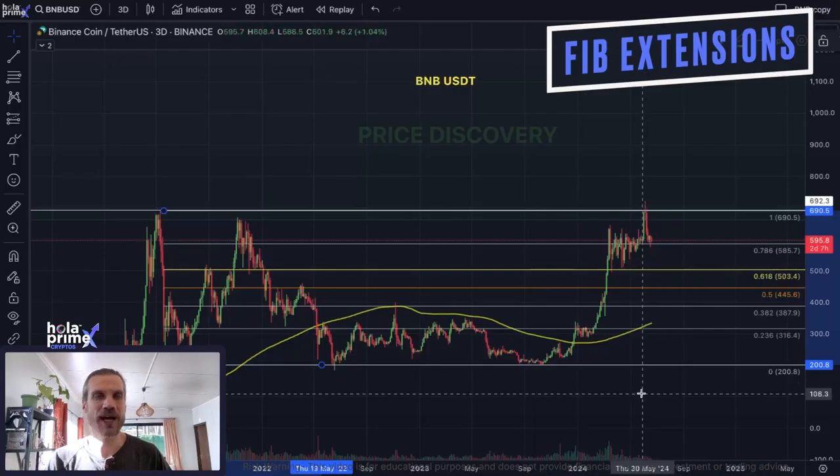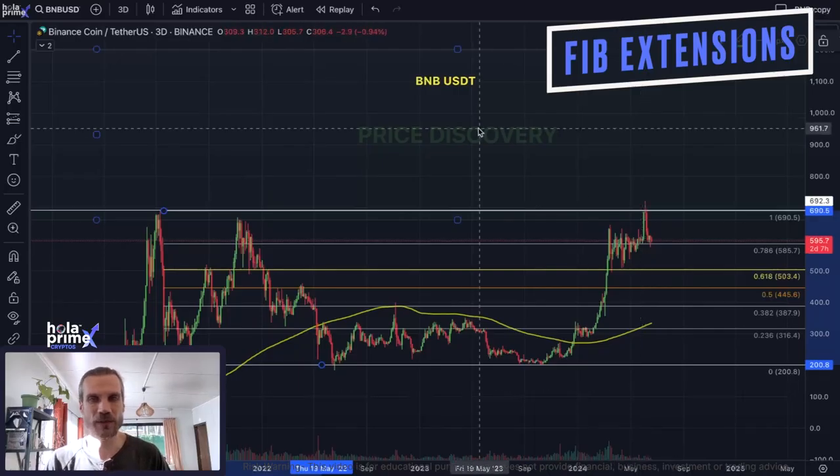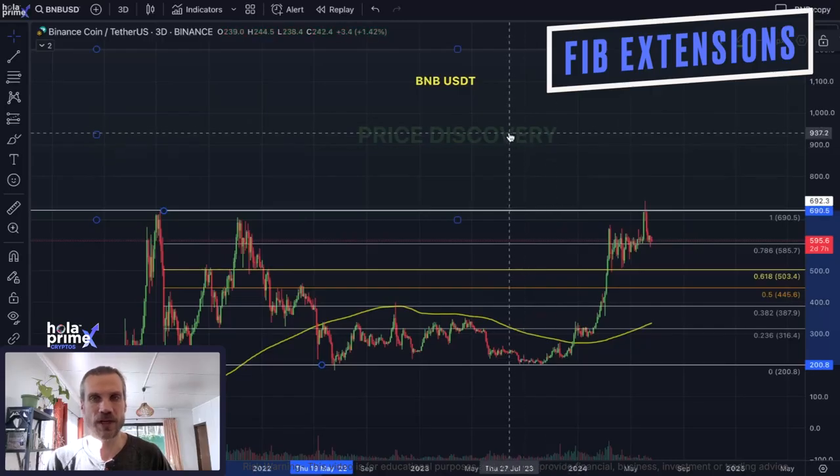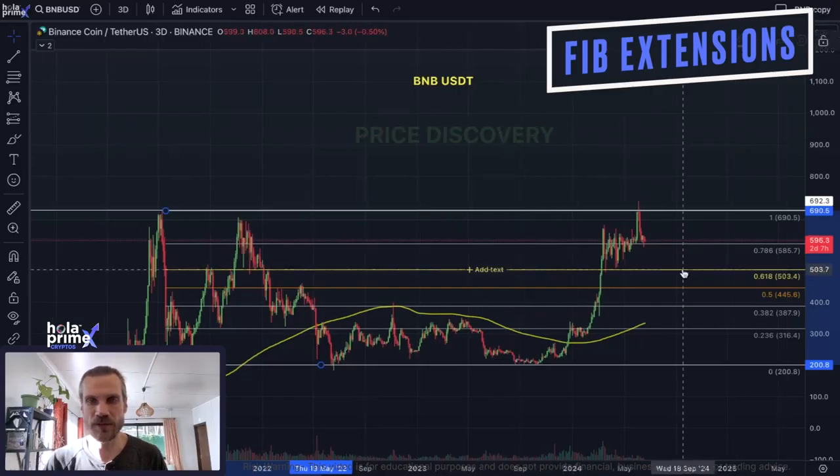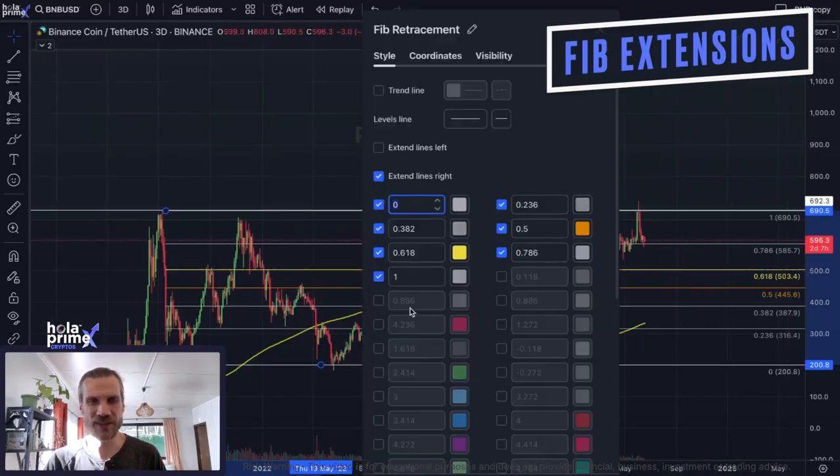broken through. However, you might be saying, well, hang on a minute, we still have no support and resistance levels for price discovery. What do we do? Just double click on one of the Fib levels, and you just need to add them yourself. So in this case, we want to have number 2, we want to have the 200% level. We want to have the 1.236.